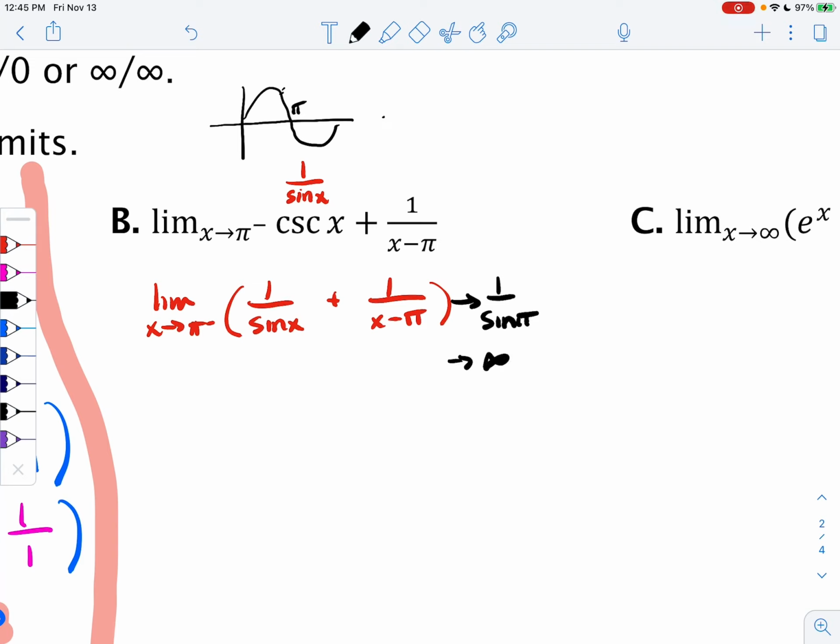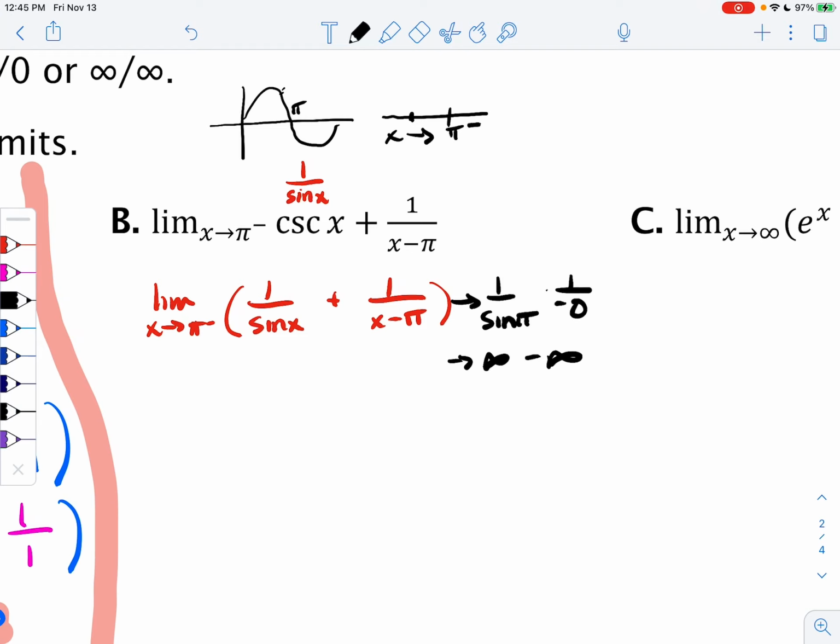But as x approaches pi from the left, we've got values that are smaller than pi. So say pi over 2 minus pi is negative. So this is going to 1 over 0, but from the negative side. And so this is going to infinity minus infinity.